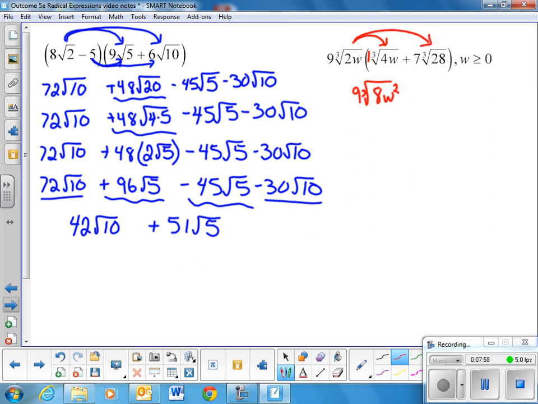Then we're going to multiply these two terms. So 9 times 7 is 63. Under the cube root sign, 2 times 28 is 56, and we have 56W. Reminder that this W greater than or equal to 0 is the restriction because what's under the root sign has to be a positive value.